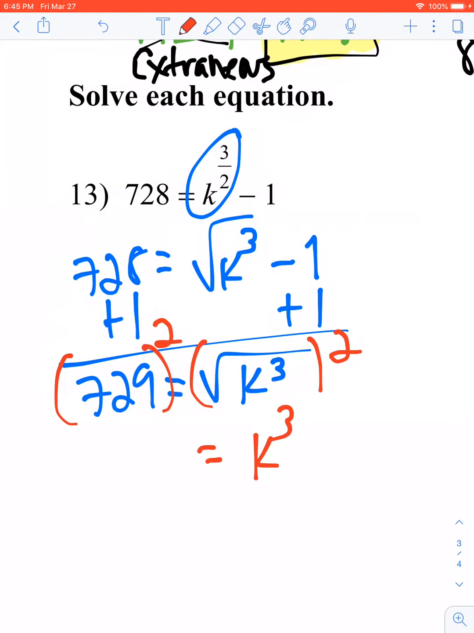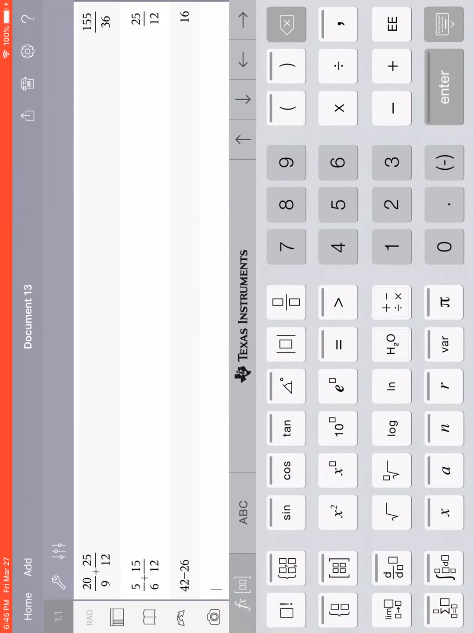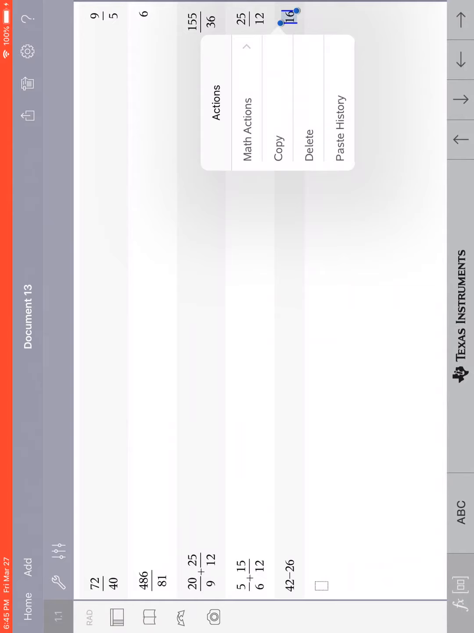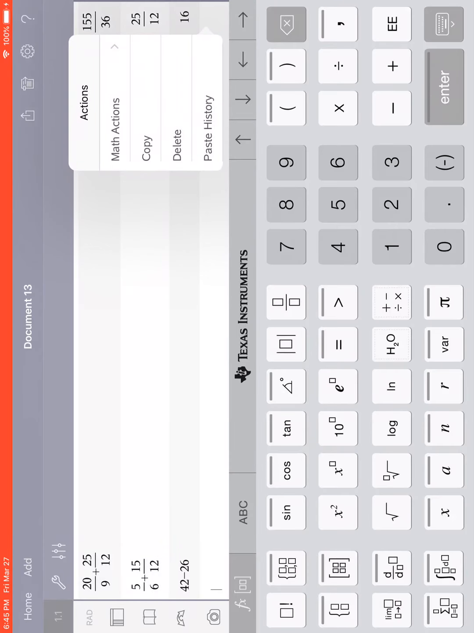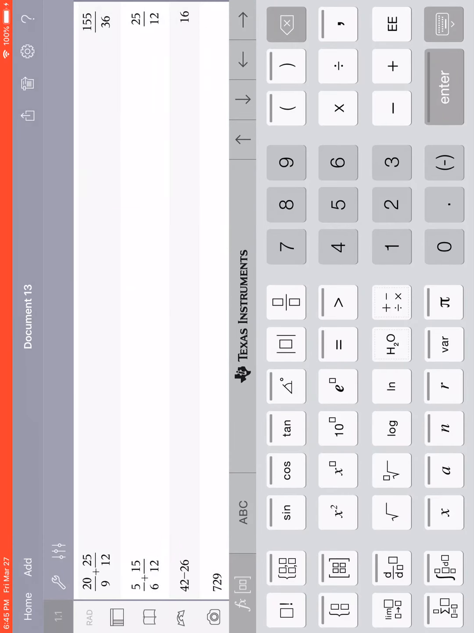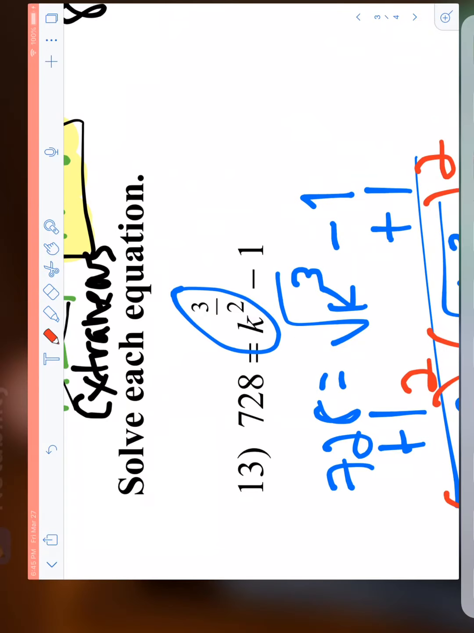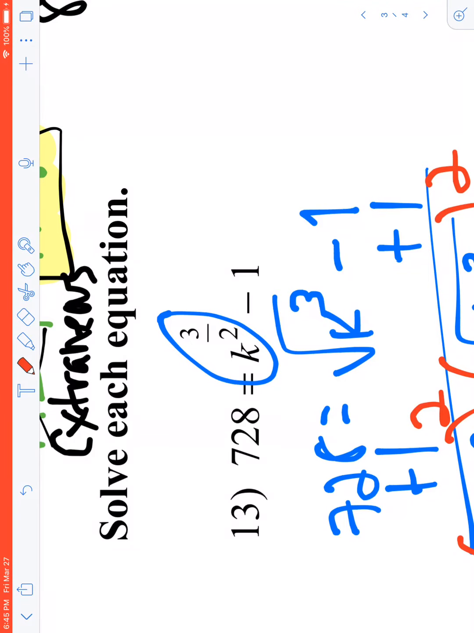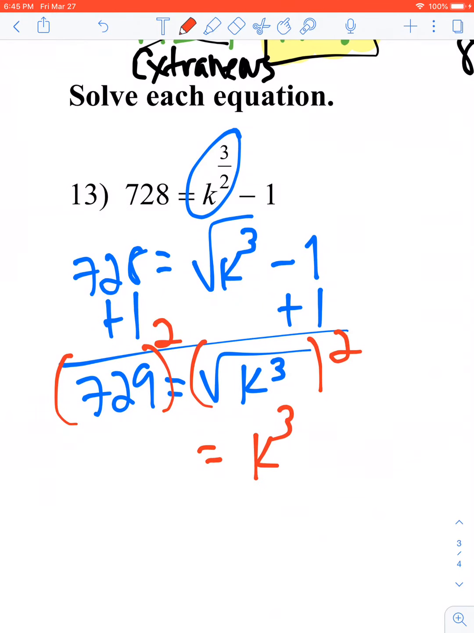Now I know this is going to be a really big number. All right, when I look, 729 to the second power gives me 531,441. Hopefully I remember that. 531,441. But what am I going to do in the next step?